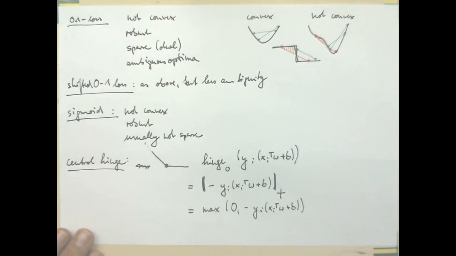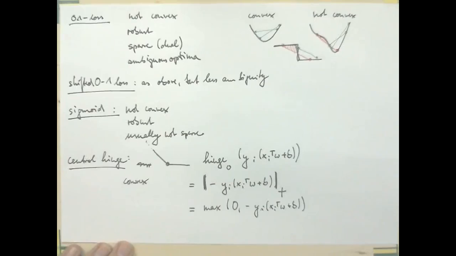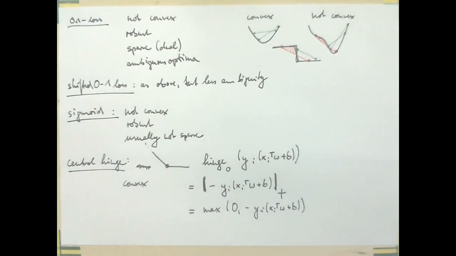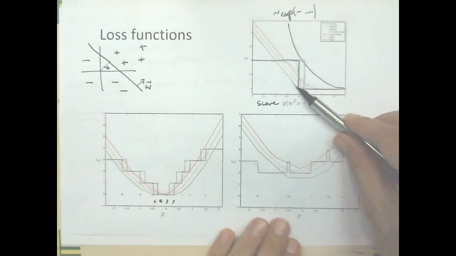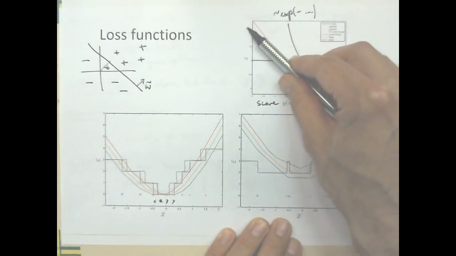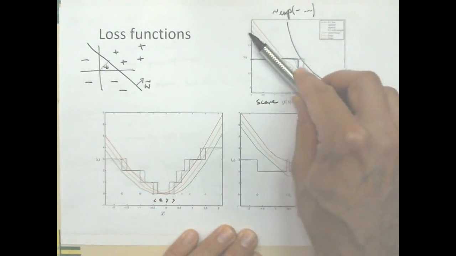Now we can again go through our criteria. Convex or not? It is convex. So thumbs up on that one. Is it robust or not? That's a trick question. It's arguable. So what you see in this plot is that the influence of a sample grows linearly. The influence of a misclassified sample grows linearly with its distance from the decision boundary.